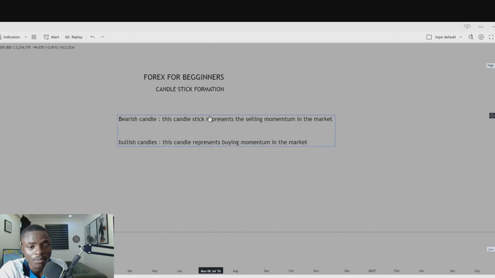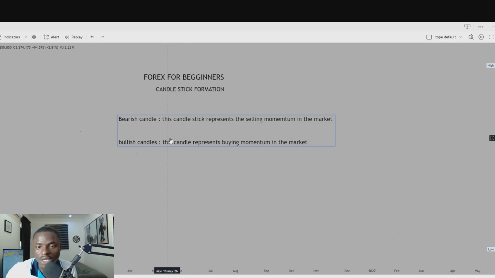So we'll start from candlestick formation. We have two types of candlestick. We have the bearish candle. This candlestick represents the selling momentum in the market. It's the candlestick that tells you, okay, we are selling. It's the red candlestick, or you can use whatever color you want. And we have the second candlestick, which is the bullish candlestick, and this candlestick represents the buying momentum in the market. So those are the two types of candlestick we have: the buying candlestick and the selling candlestick.